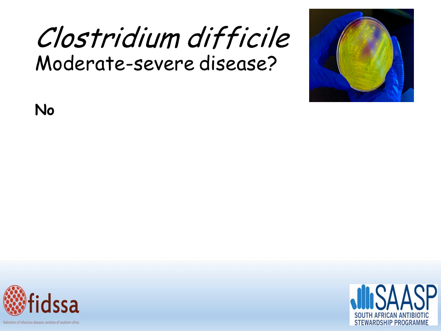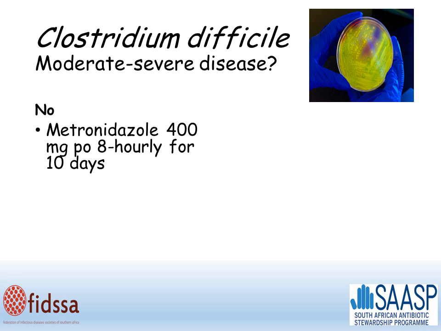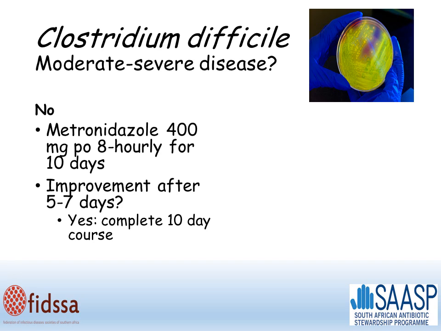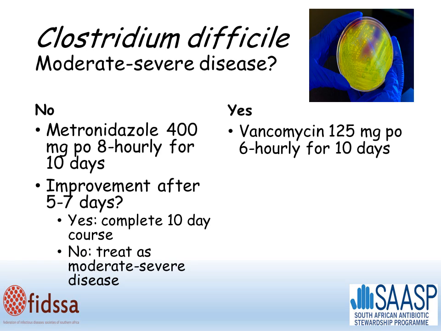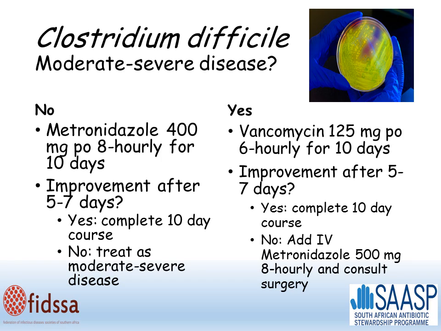If the patient does not have moderate to severe disease, they should be treated with metronidazole orally for 10 days. You should then ask if there's improvement after 5 to 7 days. If yes, then the course should be completed, but if not, you should treat them as if they have moderate to severe disease. If they have moderate to severe disease to begin with, then the appropriate treatment is vancomycin 125 mg orally. Note that higher doses of vancomycin have not been shown to be effective and should not be used. If there's improvement after 5 to 7 days, then you should complete the course, but if not, you should add intravenous metronidazole to the vancomycin and consult your surgical colleagues, as the patient may need a colectomy.